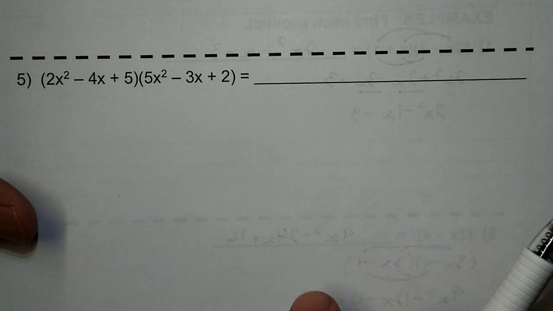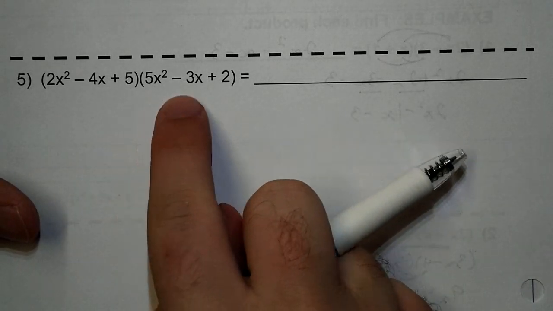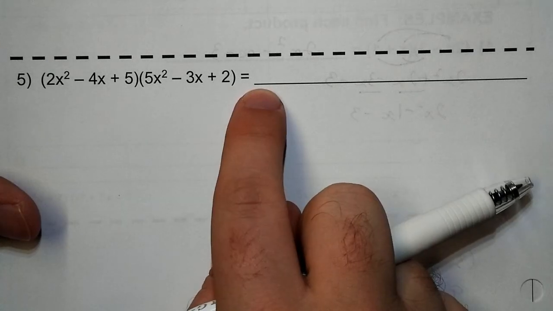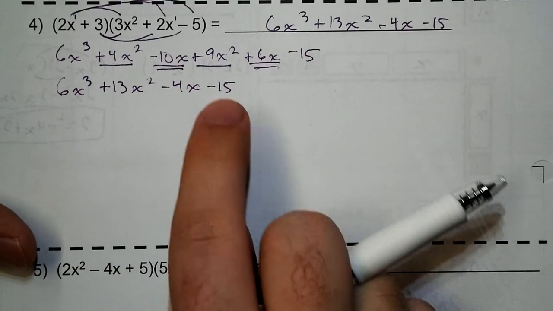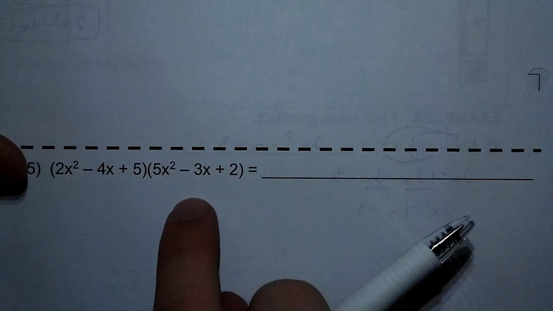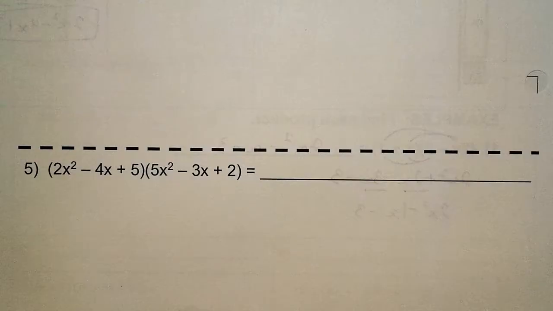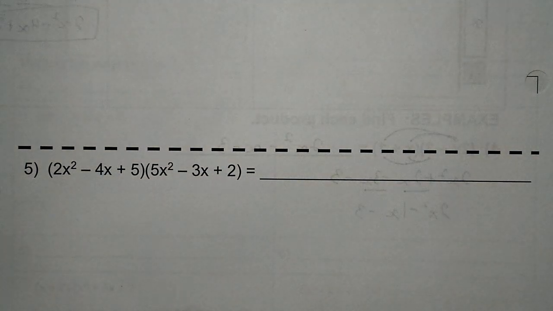All right, this is our last one. Now we have 3 terms times 3 terms. I want you to look back and think on what we did on number 4 and try to figure out what we're going to do on number 5, okay? So stop and think about it.